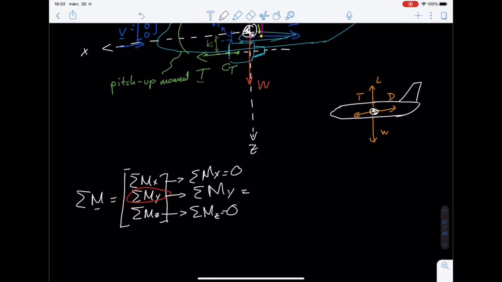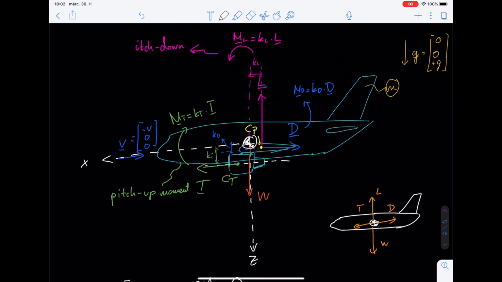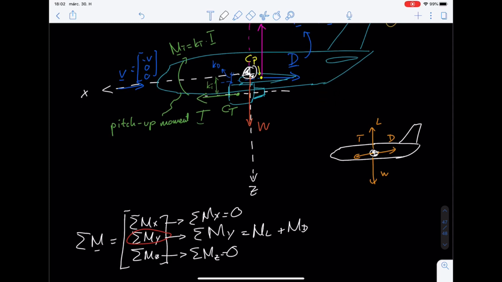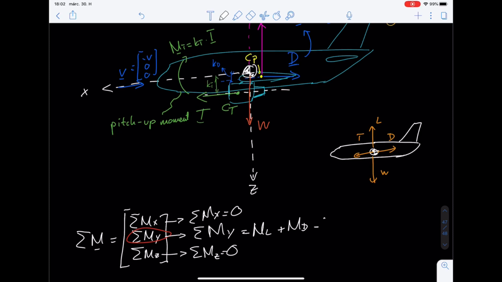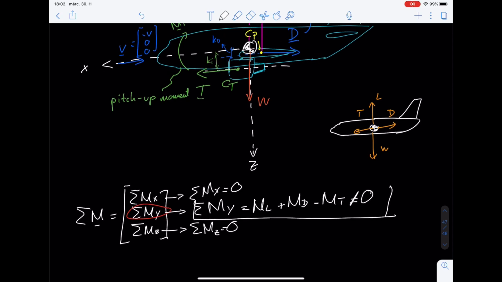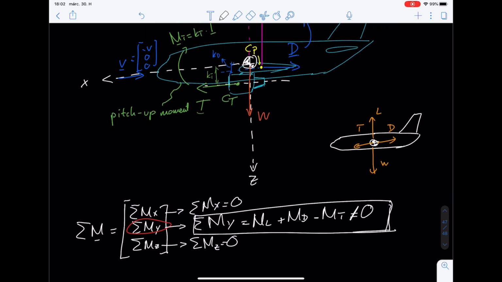let's say you have the moment generated by the lift. You have, with a positive sign, the moment generated by the drag. You have the moment generated by the thrust force with a minus sign, and that's it. And the point is that this not necessarily is equal to 0, right? So this sum of the moments around the lateral axis might not necessarily be 0.